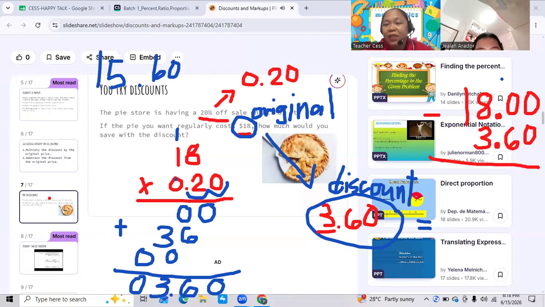Now, subtract it. Let's see. 0 minus 0, 0. 0 minus 6 cannot be. So you have to what? Borrow from 8. So it will become 10 and then the 8 will become 7. So 10 minus 6 is 4. And then bring down the decimal point. And then 7 minus 3 is 4 also. And then bring down the 1 because there is no number on the bottom part. So $14.40 is the correct answer. You get it? Yes.